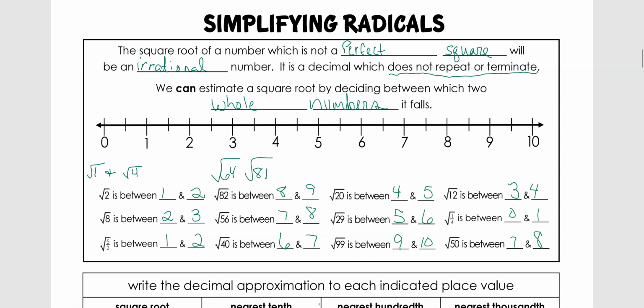Now it does want us to put it on the number line as to where it goes. I don't really think we need to worry about that right now, but the online version of the notes will have that information there as well.